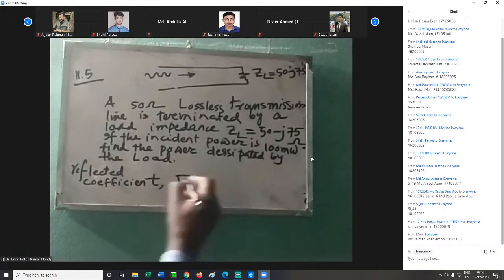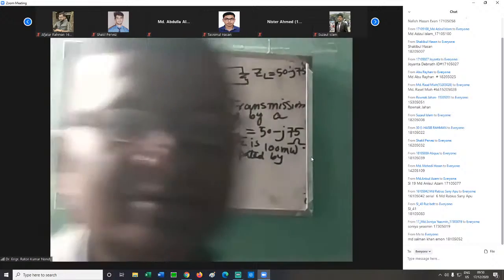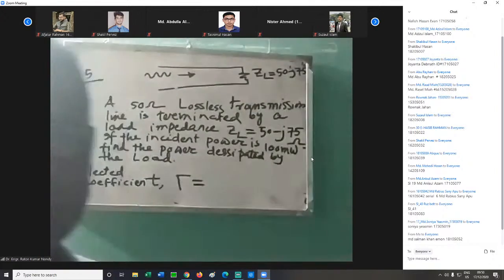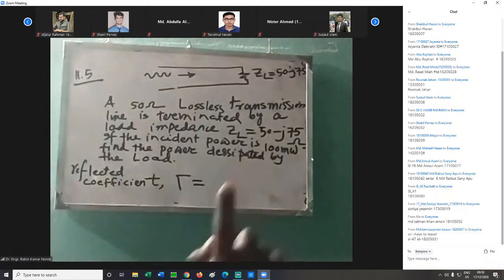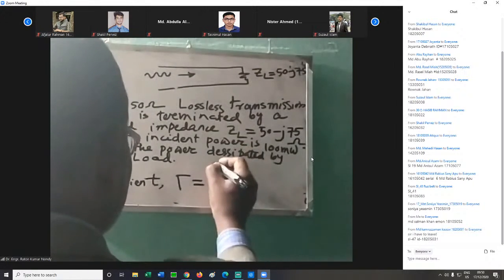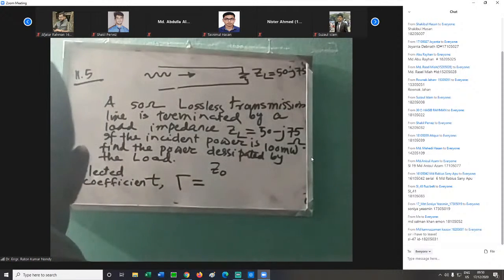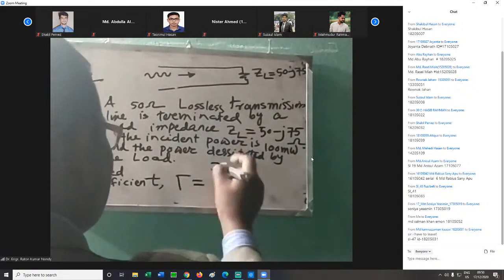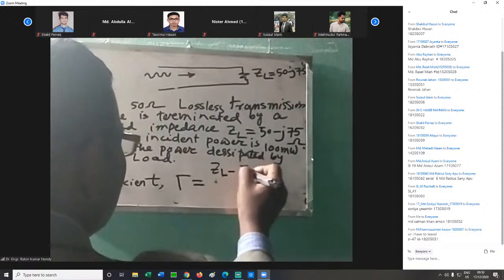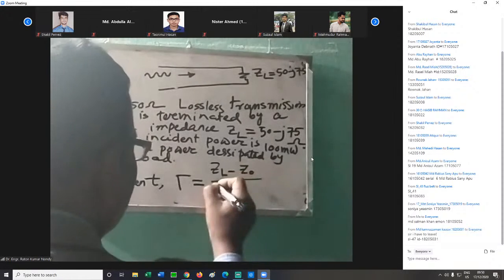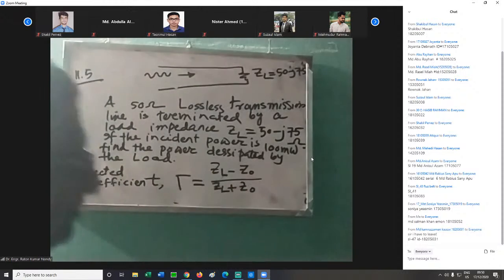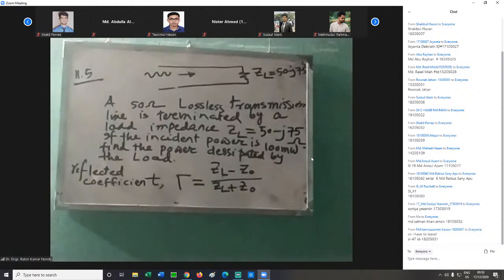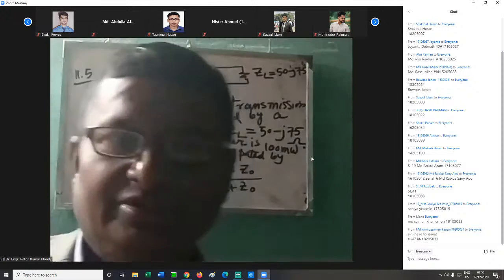Tau. Reflection coefficient tau, just like light. It is given in terms of characteristic impedance: ZL minus Z0 divided by ZL plus Z0. We give the formula. That is the reflection coefficient, tau.